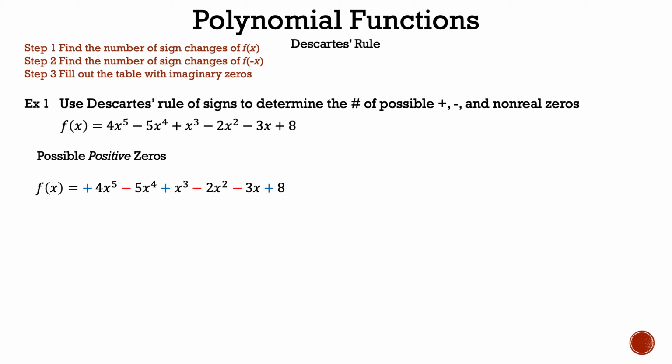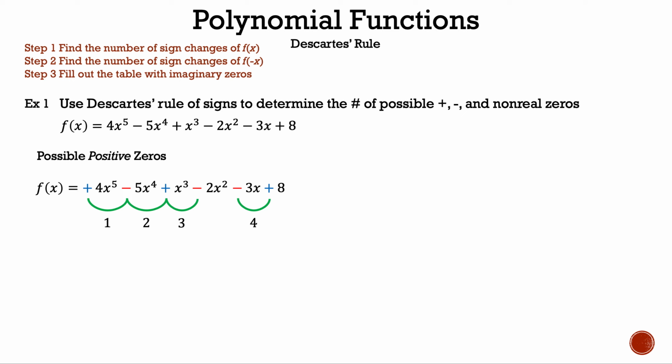Well, let's find out. We start with a positive and immediately switch to a negative, so that is 1 change. Then we immediately switch back, so that is 2. Then we immediately switch back again, so that is 3. This time, we have another negative, so that doesn't count. And finally, we switch back to a positive. That means we have 4 sign changes for f of x.